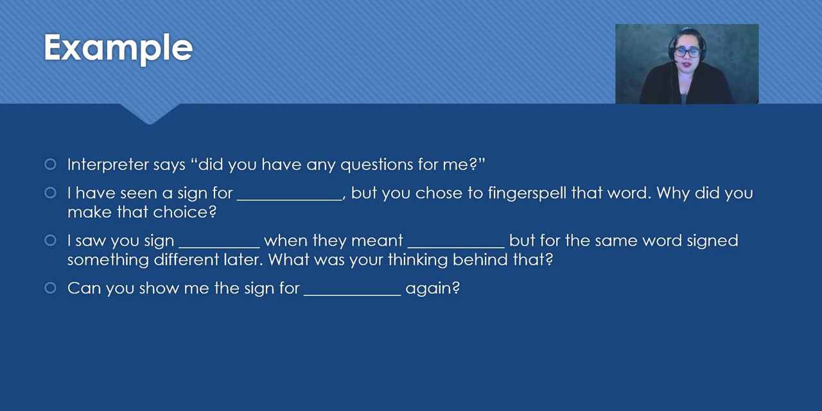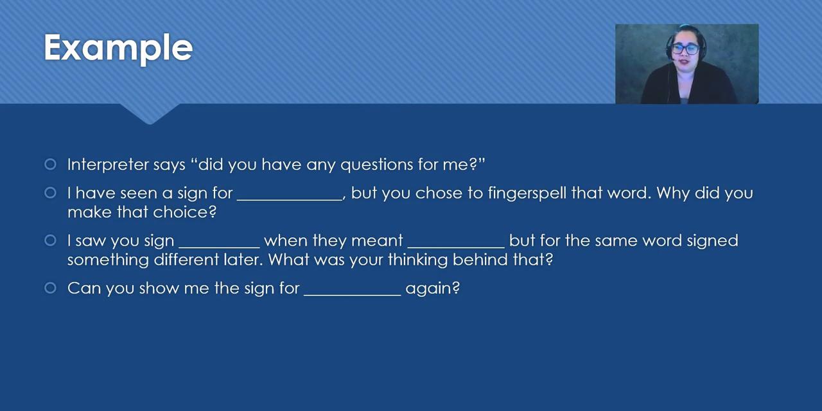At the end of the observation, usually an interpreter will ask if you have any questions for me. This is when you get to say, hey, I saw you use a sign for this, but you fingerspelled the word. Why did you make that choice? An example is in my own videos I've been posting, you'll see that sometimes, although there's a sign for but, I choose to fingerspell it. If you were to ask me why, it's because I'm trying to emphasize it, like doing a but, that's why I fingerspell it.